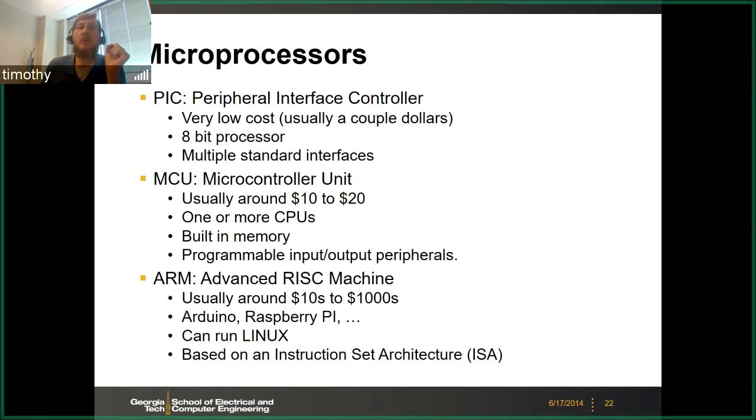Now we go up, there's a microcontroller unit. Usually they're 10, 20, they might be up to $100, but they're usually not that expensive. They could have one or more CPU cores, built-in memory, programmable input-output peripherals. These can get fancy. They can have a bunch of different built-in hardware cores to go with them. Then we can go up to the next stage, such as the ARM core processors, Arduinos, Raspberry Pis. Usually these can run Linux. They're based on an instruction set architecture. They can cost anywhere from tens of dollars to thousands of dollars. So you have the whole gamut of possibilities.